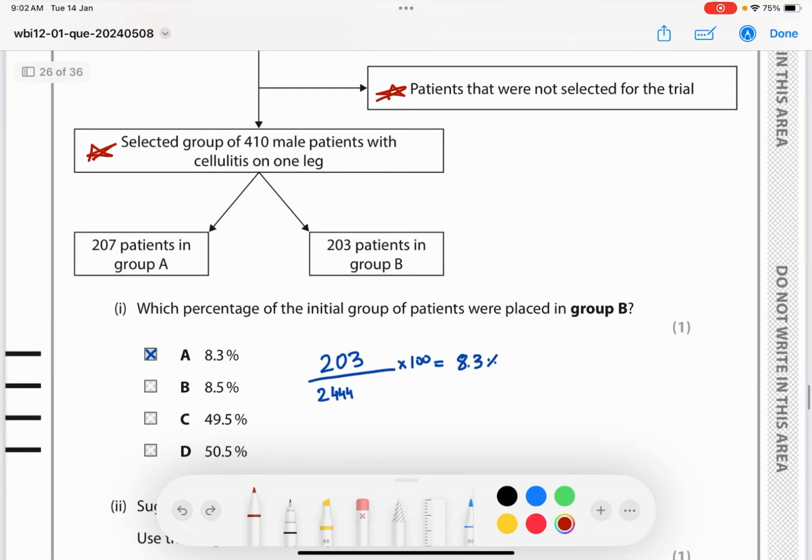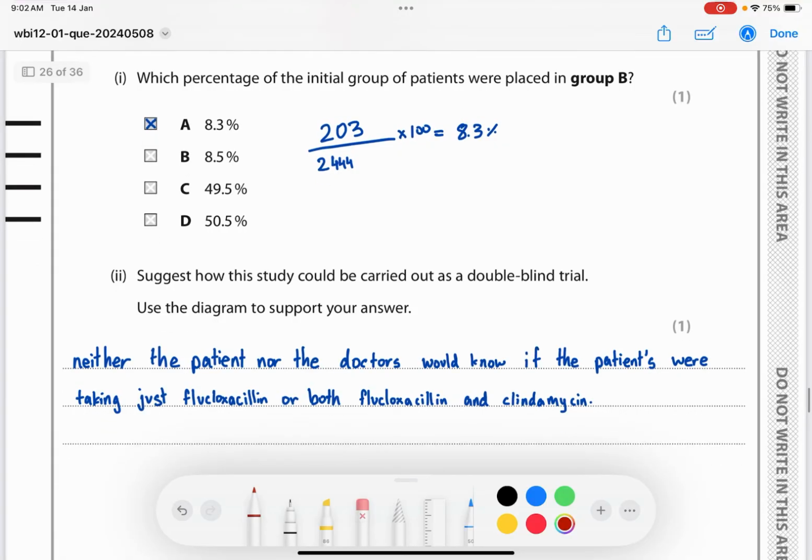So what percentage of the initial group of patients were placed in group B? Basically, what we're going to do is take the value of 203 divided by the total, multiply by 100, and we get 8.3%.